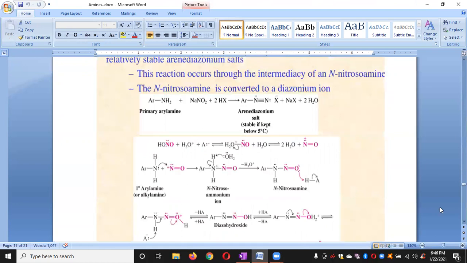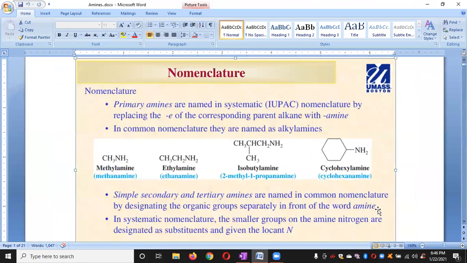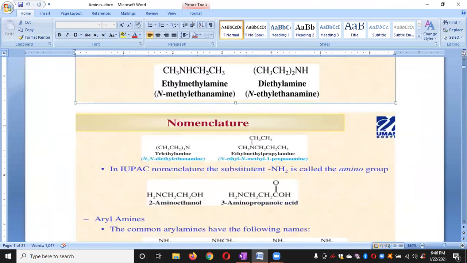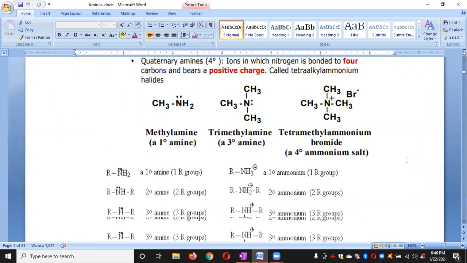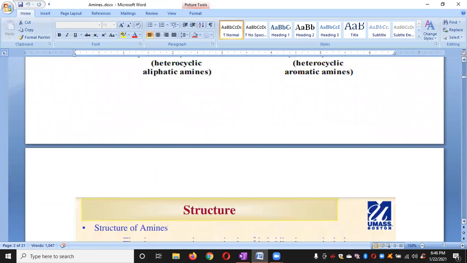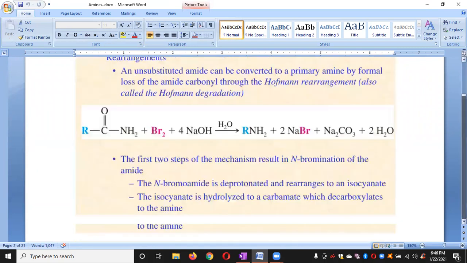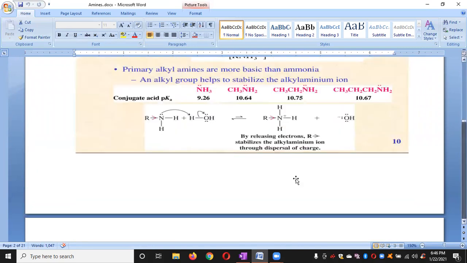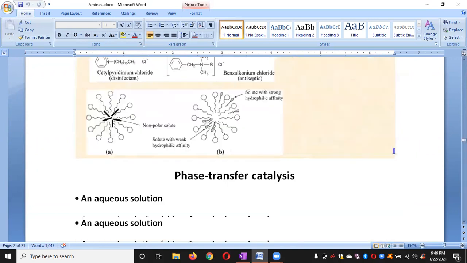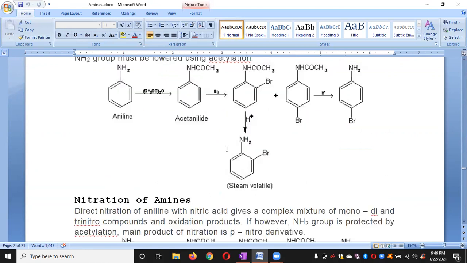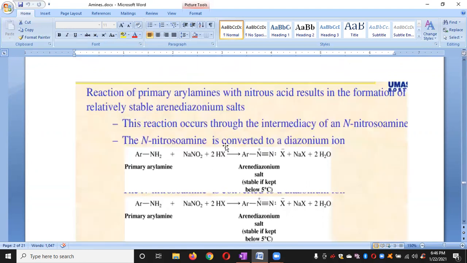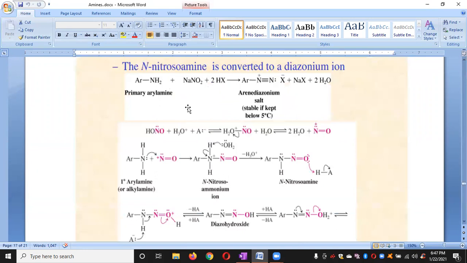Okay, so this is benzene diazonium salt. Let's see how we will prepare benzene diazonium salt. Okay, so this is benzene diazonium salt.